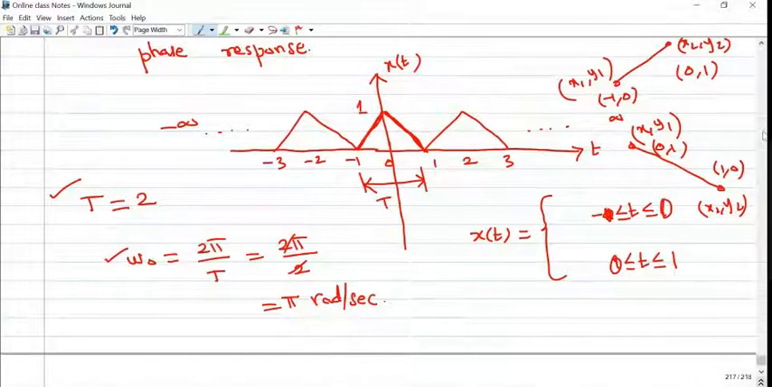Then we have to use the exponential Fourier series formula, and plot the magnitude spectrum and phase spectrum. We shall continue this problem in the next class.